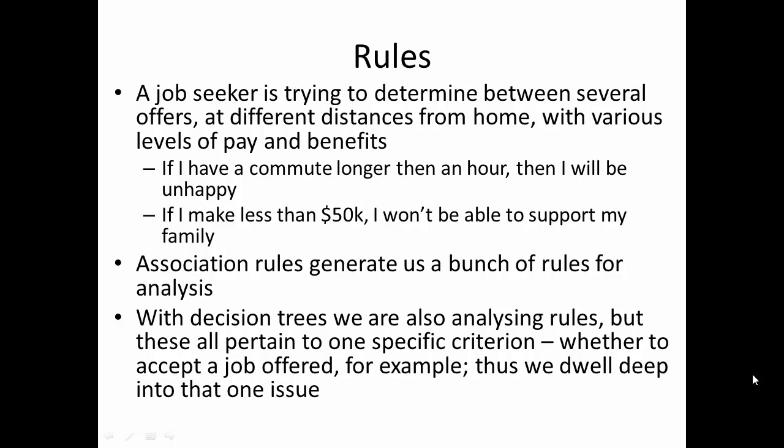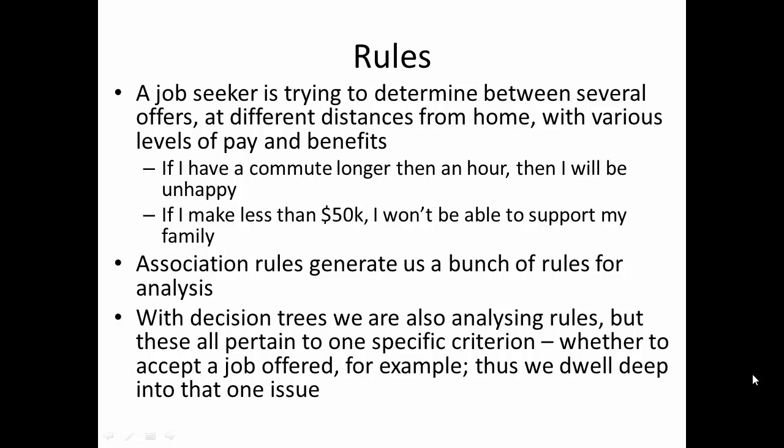Let us start by considering rules again. We did that in association rules already. A job seeker is trying to determine between several offers. They differ by the distance from home, by various levels of pay and benefits. And now let's say he comes up with some rules. One would be, if I have to commute longer than an hour, I'll be unhappy. The second one, if I make less than 50K a year, I won't be able to support my family. So with such rules, we might try to come to a final decision by applying them.